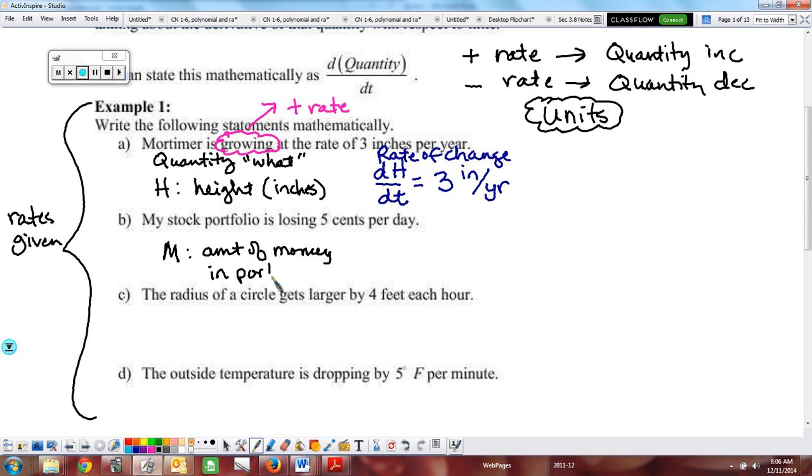in your portfolio. The units, since they're saying losing 5 cents per day, let's start with cents as our units. We'll come back and talk about this in a second. So my quantity, my what, is my money in the portfolio. All right, and then my rate of change that they're giving me, it's losing 5 cents per day. So right there, that's telling me that this is a negative rate. So when we take a look at this, our dM dt, our actual rate of change, is going to be negative 5 cents per day.